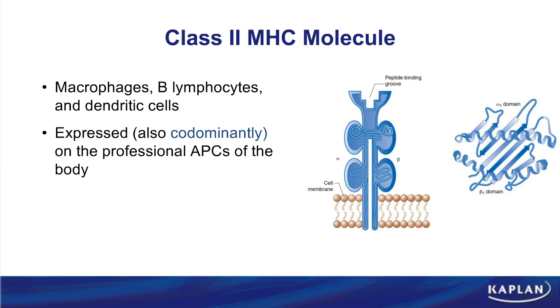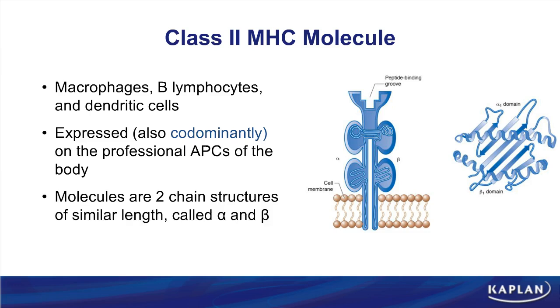The actual structure of the MHC class 2 molecule is 2 separate transmembrane proteins, one alpha and one beta, with both chains contributing to the structure of the peptide binding groove. Now, the peptide binding groove of the class 2 molecules tends to be much more accommodating than that of the class 1. And there's a lot of variability in the peptide size that can go onto your class 2 molecules.